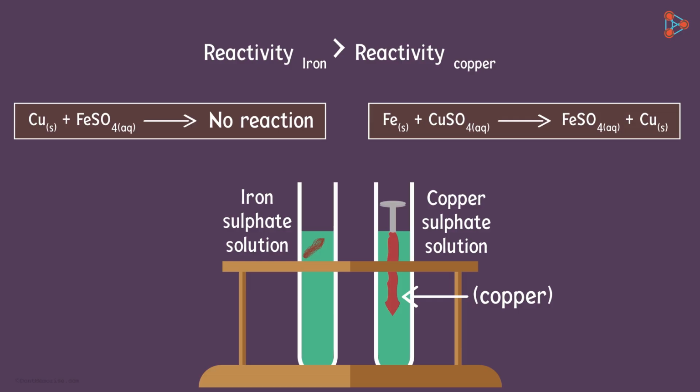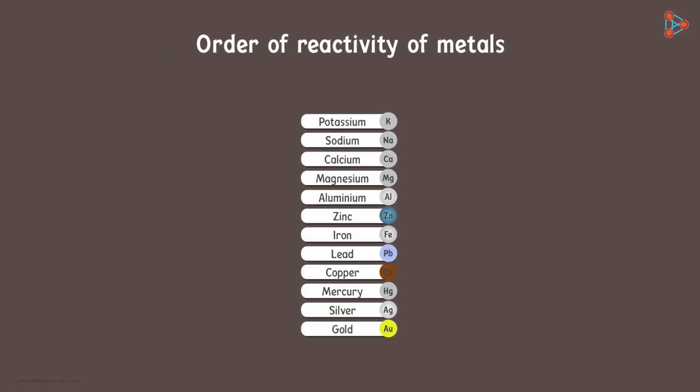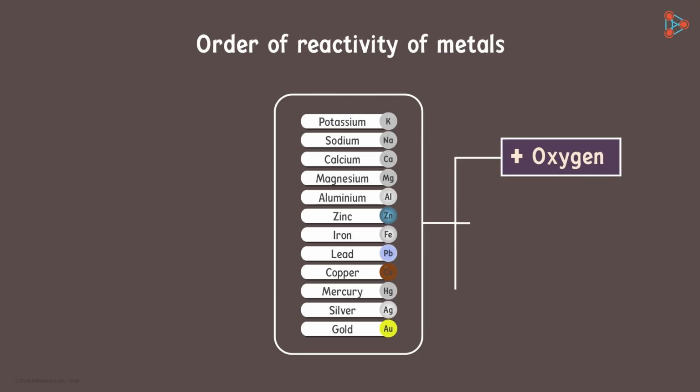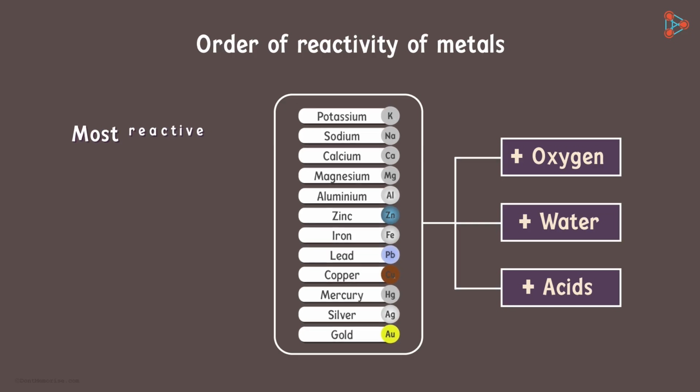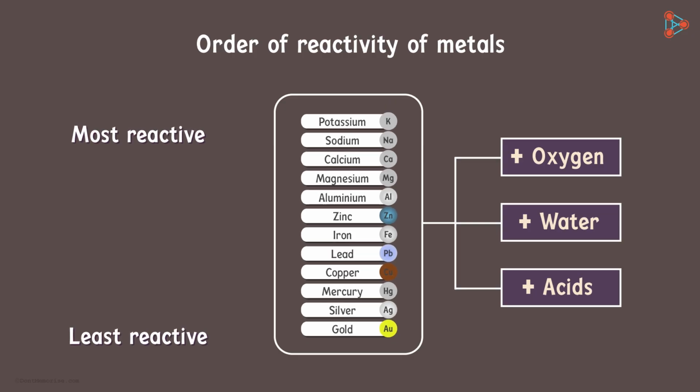So what are we trying to learn here? Our aim in this series of videos was to find out the order of reactivity of metals. Making metals react with oxygen, water and acids gave us a brief idea about the order. And conducting many such experiments will also give us an insight into which metals are more reactive. So after many experiments and trials, the following reactivity series has been developed. The reactivity of metals decreases as we move from the top towards the bottom.